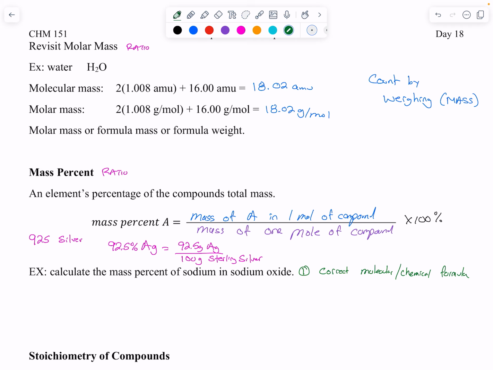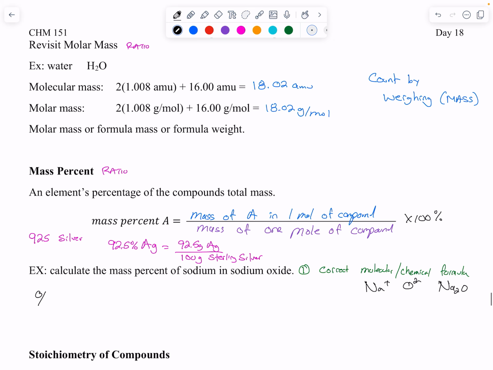Sodium, Na plus. Oxide, O2 minus. So this becomes Na2O. That's very important, right? Because you'll get a drastically different mass percent of sodium if you do NaO or NaO2. All right, so the percentage of sodium. There are 2 sodiums, so 2 times the molar mass of sodium. And the molar mass of sodium would be 22.99 grams per mole.